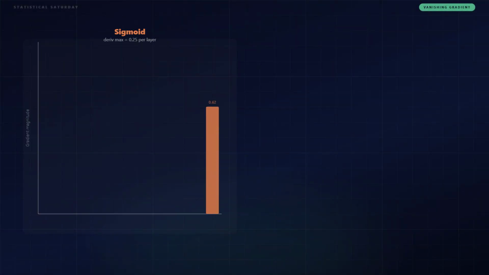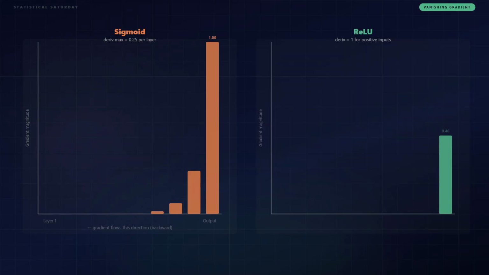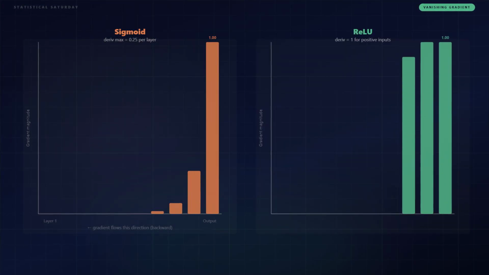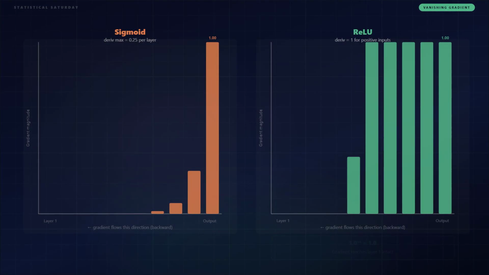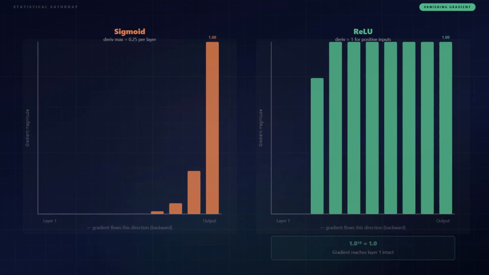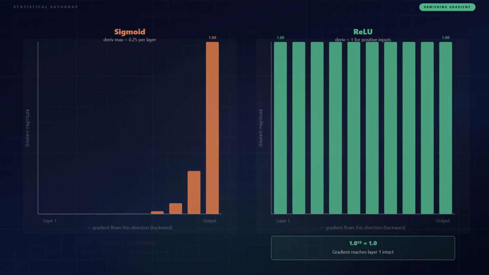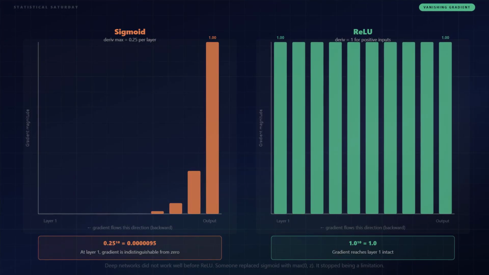Vanishing gradients. The gradient of the loss with respect to weights in early layers is computed by multiplying partial derivatives through every subsequent layer. The derivative of sigmoid has a maximum of 0.25. Multiply 0.25 by itself 50 times, and you have a number indistinguishable from 0. Early layers receive no gradient signal. Their weights don't update, they don't learn. This is why deep networks didn't work well before ReLU. ReLU has a derivative of exactly 1 for positive inputs.